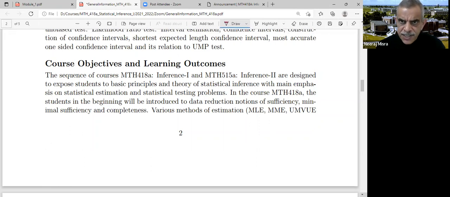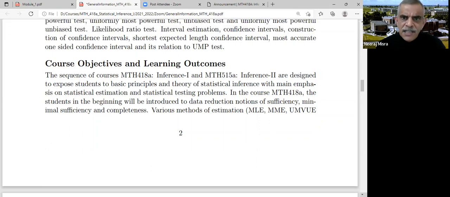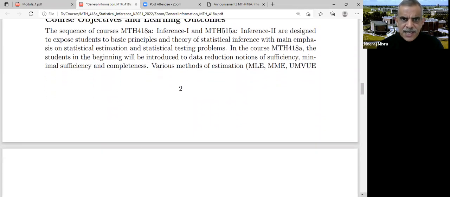Now, in the first course, which you are taking currently, the students in the beginning will be introduced to data reduction. In statistics, you always deal with data, and you use the data to make certain decisions and inferences. But this data itself may be too huge, and it may have a lot of redundant information. So the first thing you try to do is get rid of this redundancy in the data. In other words, you try to summarize the data. So we introduce data reduction, which is data summarization. For that, I'll need the notions of sufficiency, minimal sufficiency, and completeness. That is the first thing we'll do in the course.